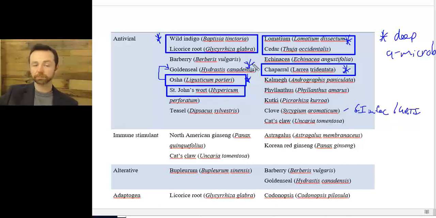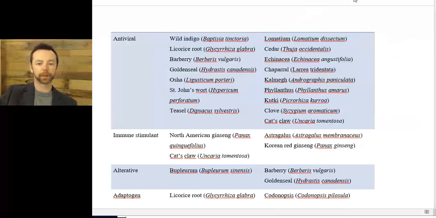So that's a quick overview of some of the herbs that we're going to see here, but like I said, this section will be a little longer. We will go through pretty much every herb in this section as we do our review on herbs at the end of this particular section.